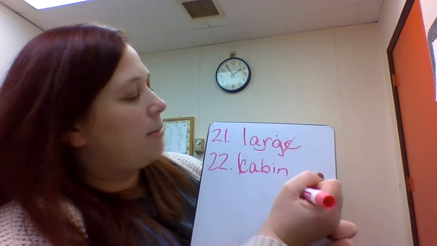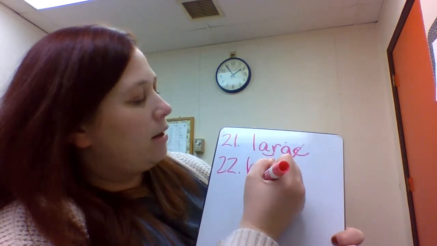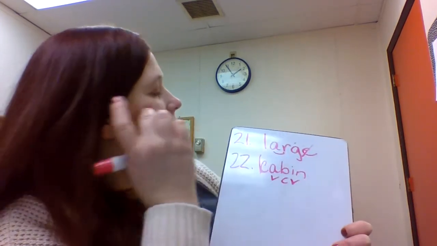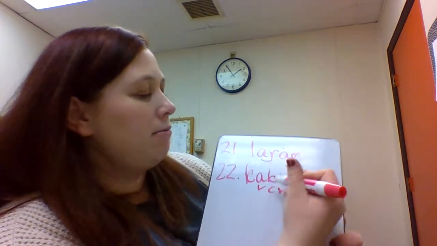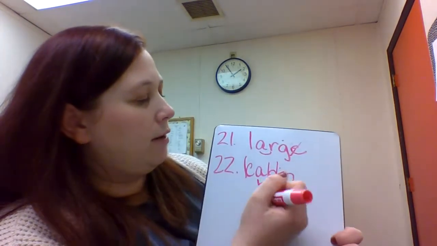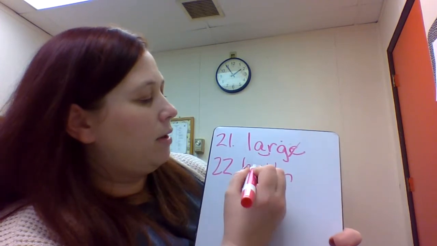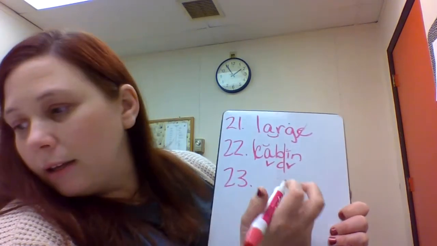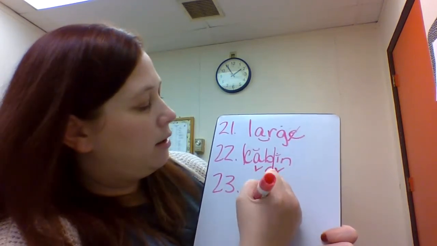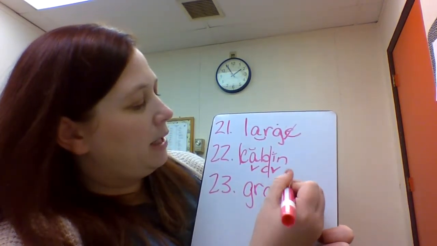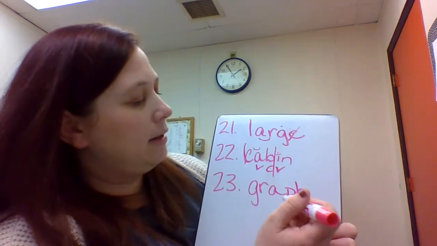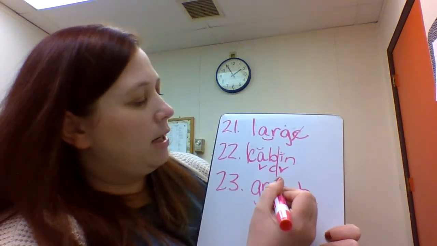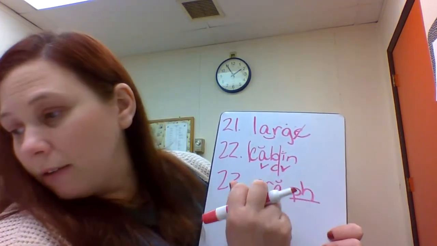Our C gets the K back. Here we have vowel, consonant, vowel. Are we going to say cabin? We're not, so we're going to draw our line there. Vowel, consonant gets a brev, vowel, consonant gets a brev. 23 is graph. There is our digraph PH that we learned last time. And then here we have vowel, consonant gets a brev.